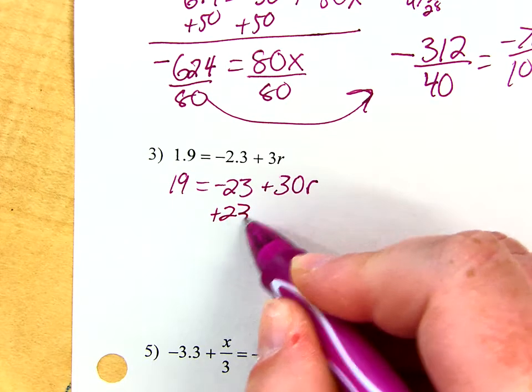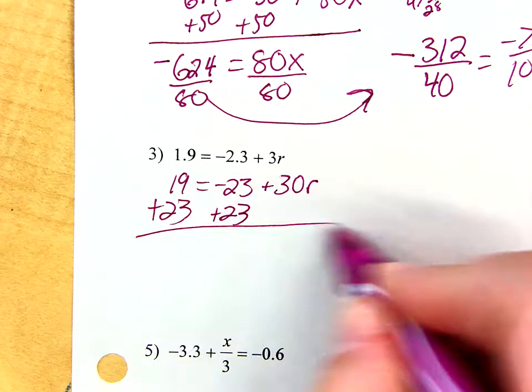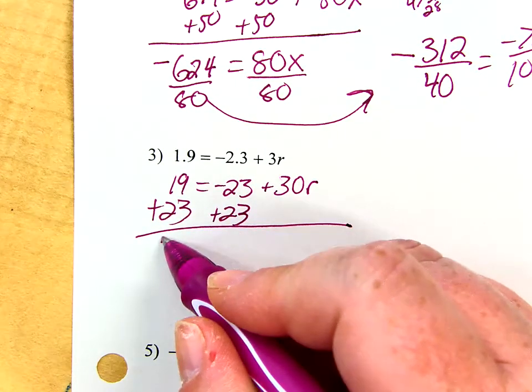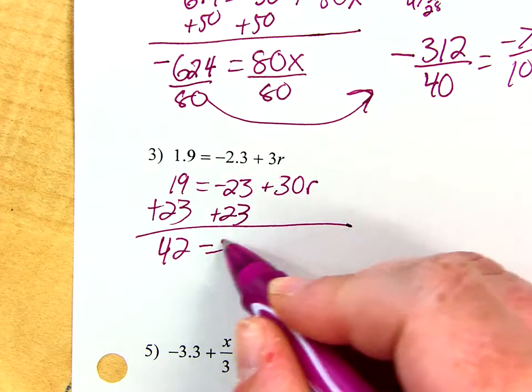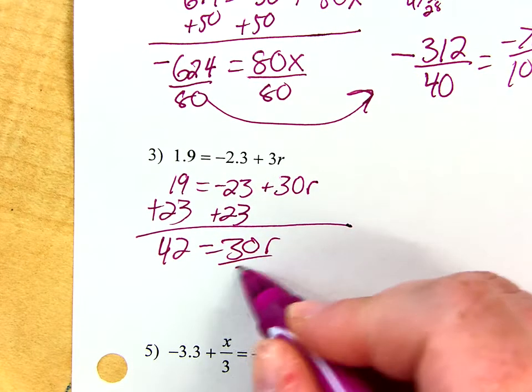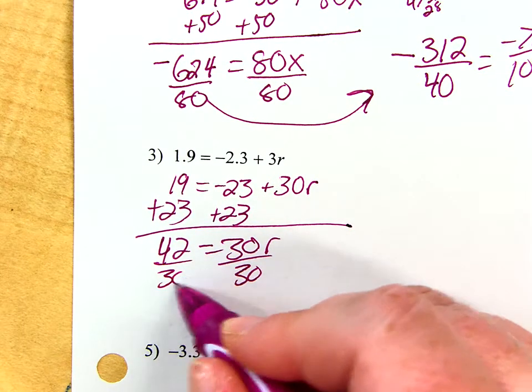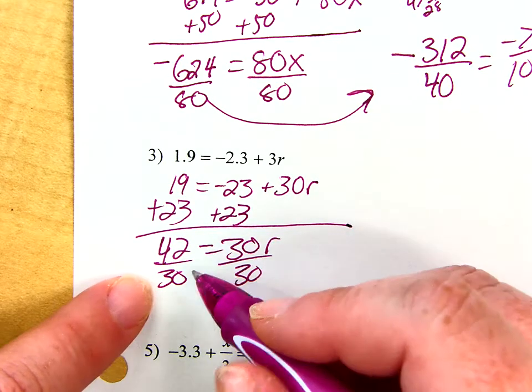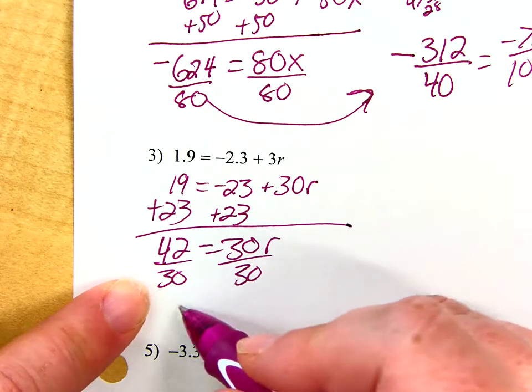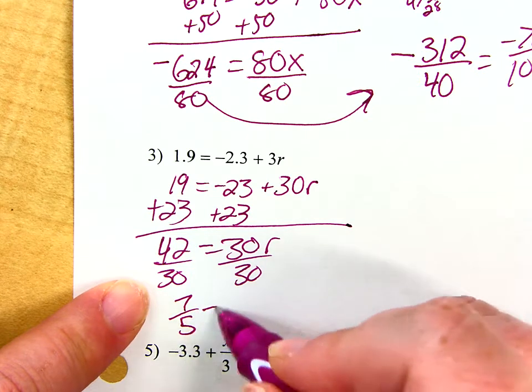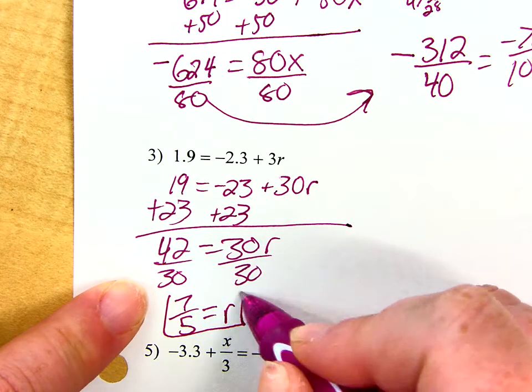I would add 23 to both sides. So that's going to get me 42, you say? I believe you. Divide by 30. You can divide by 6. Yep, 7/5. Sounds good to me.